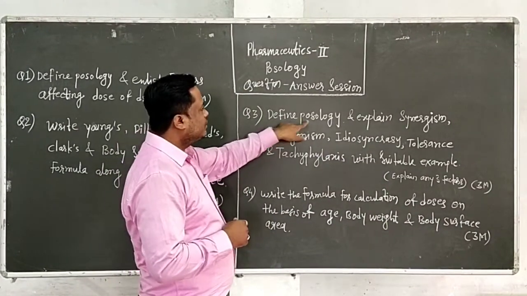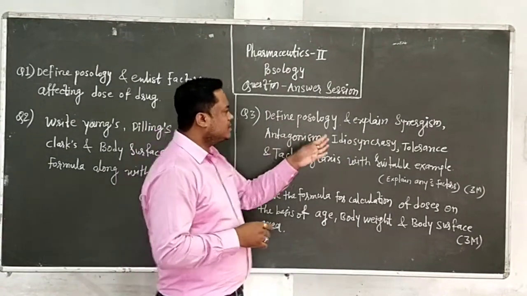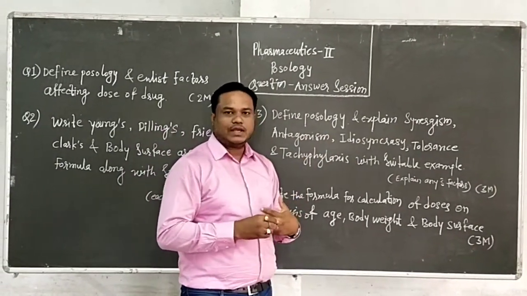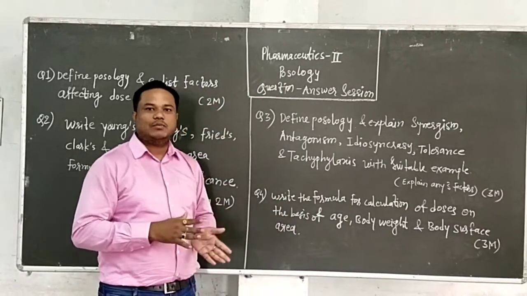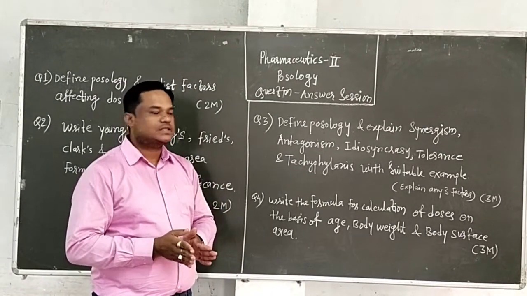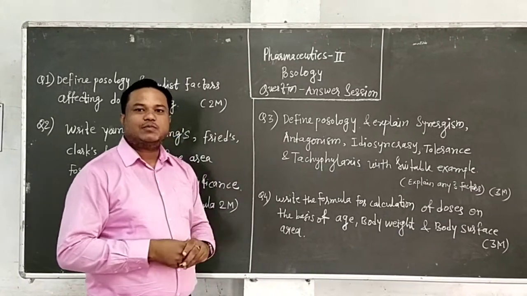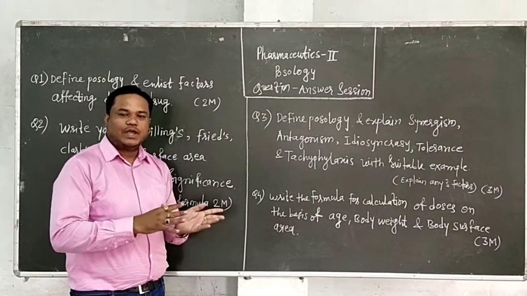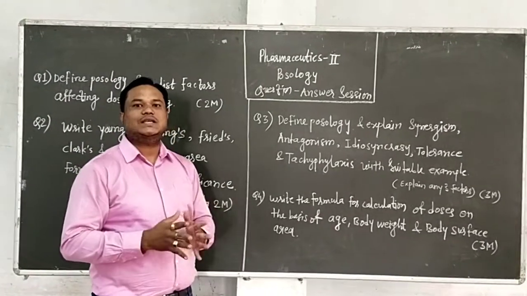You have to first define posology, and one by one explain these factors along with their examples. For example, synergism. Synergism means when 2 drugs are given in combination, the action of one drug is enhanced, that is, increased by the other drug. It is called synergism. The example is procaine and adrenaline. When procaine is given along with adrenaline, the action of procaine is increased.